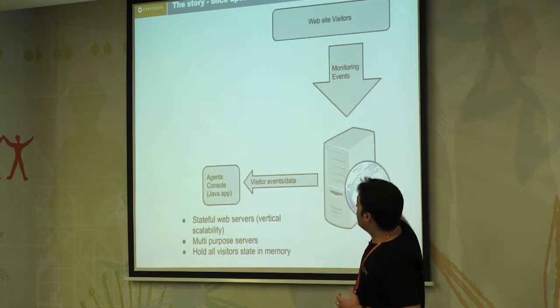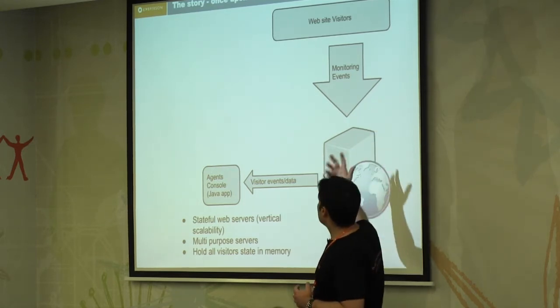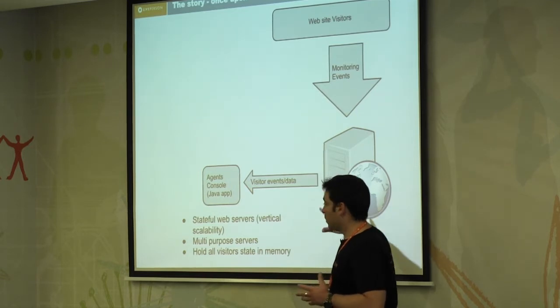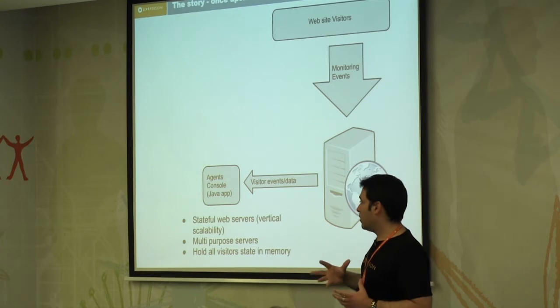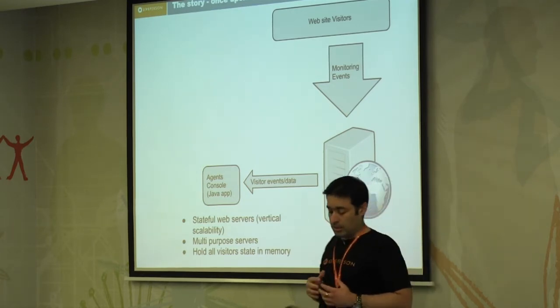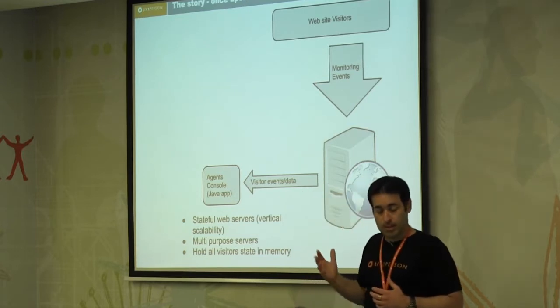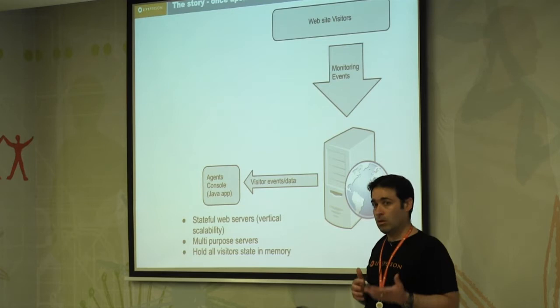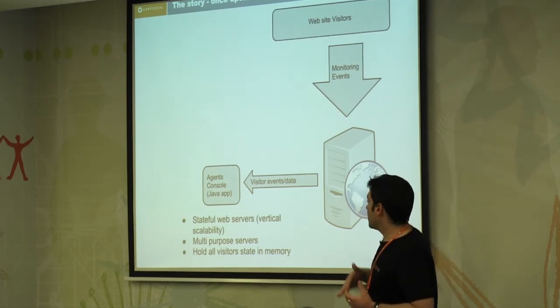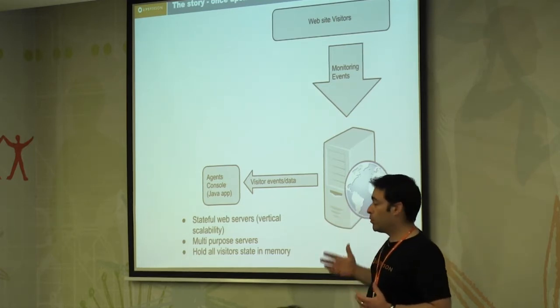we have the website visitors. We have a system that essentially monitors events, and we have what LivePerson called the app server, which is a stateful web server. Those machines are usually vertical. As far as scalability, they're vertical scale. Very large machine, RAM, everything is being held in memory. These servers have been used for many purposes.